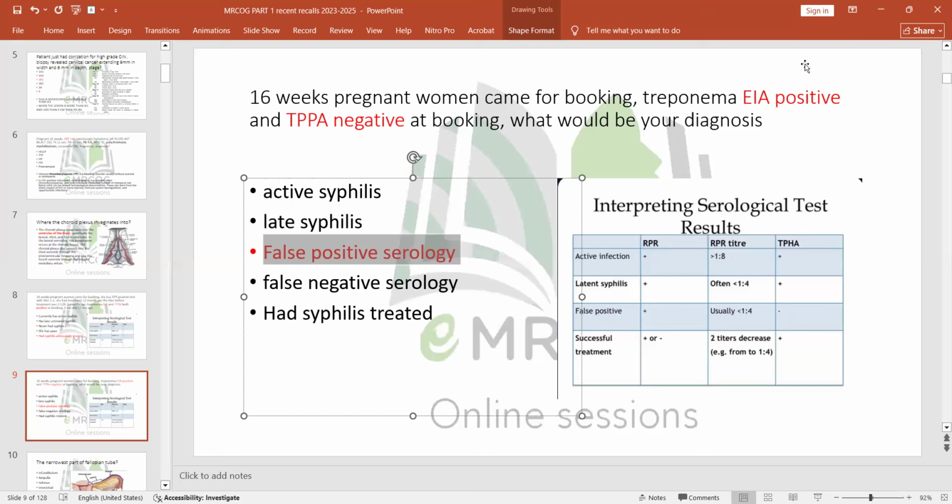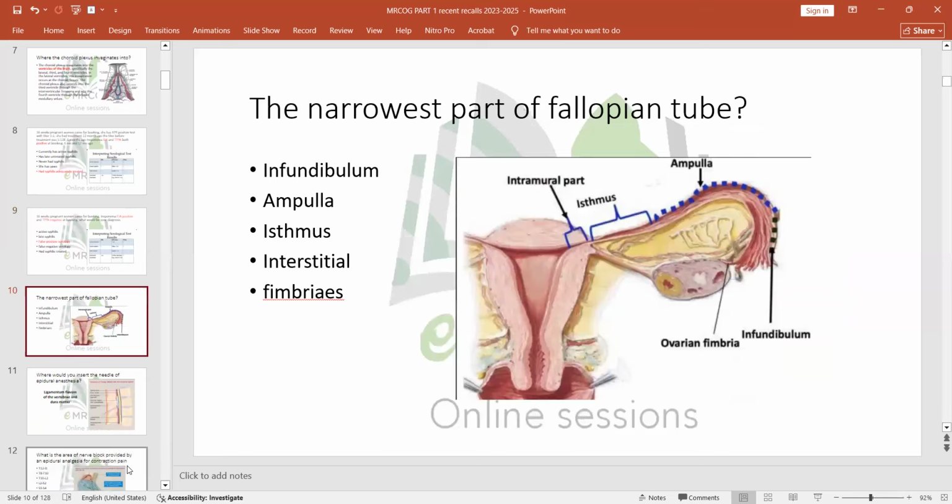Okay, so one of the famous cases that you may meet in your practical life is seeing the EIA or the RPR negative while the TPPA positive. This is not an active case. This is usually very late secondary syphilis or a latent syphilis. Okay, excellent.